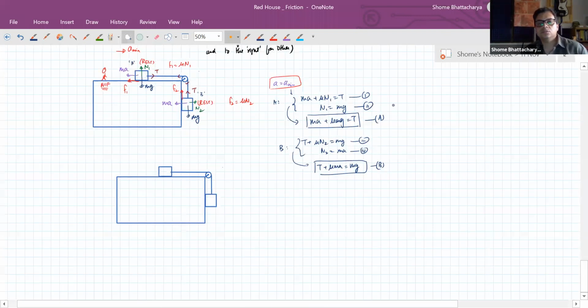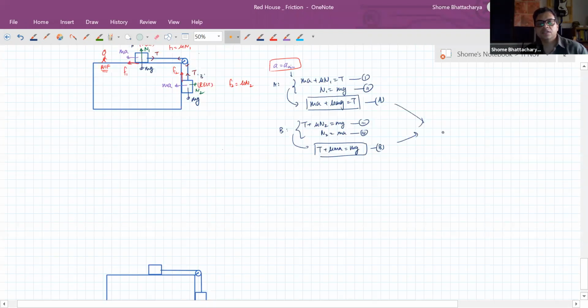Okay. So now solve these two to eliminate tension. You can just add them. If you just add the two equations, T on either side cancels out. So you get Ma plus mu Ma plus mu Mg is equal to Mg. So you get A as G into (1 minus mu) upon (1 plus mu). So this is basically which acceleration? This is the minimum acceleration. This is A minimum.